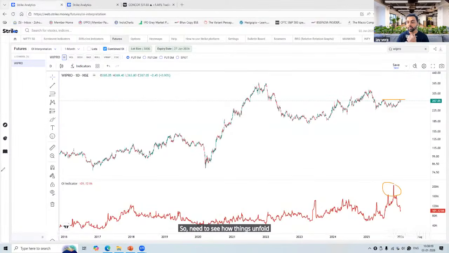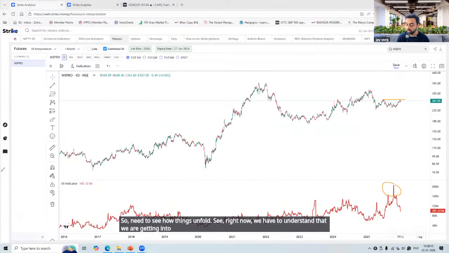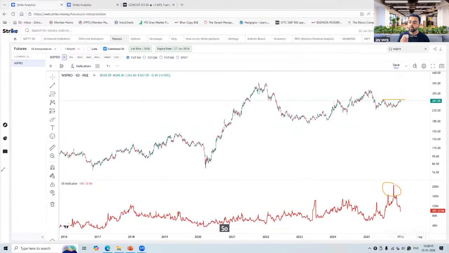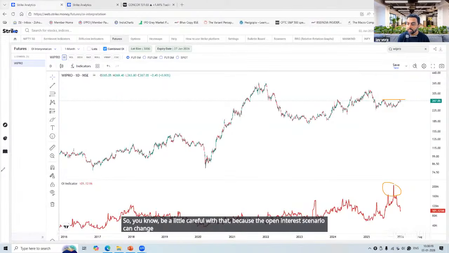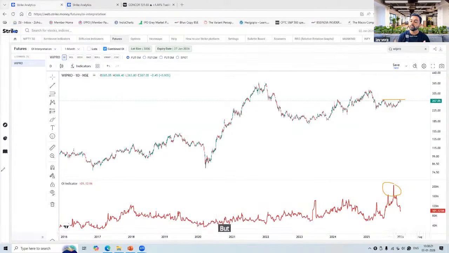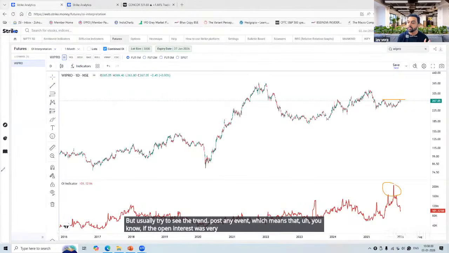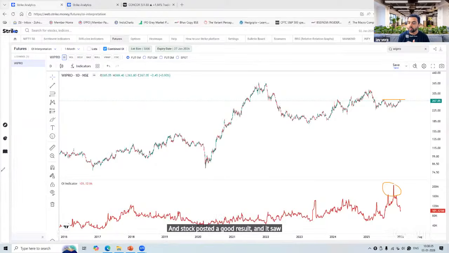Right now we have to understand that we are getting into the result season, so be a little careful with that, because the open interest scenario can change completely. But usually try to see the trend post any event. For example, if the open interest was very high, and the stock posted a good result and saw short covering and some important levels breached on the upside, then there is a very high chance that that trend is going to play out.